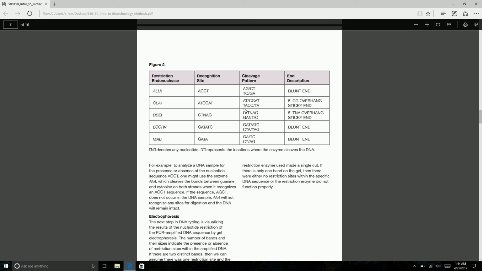Now this is your double stranded DNA. You can see here, this is A, this is T, this is T, this is A, this is C, G, A and T. So if it is making a cut here and it is making a cut here, it is going to create the sticky ends. Because if it makes a cut here, on the other strand it is going to make a cut here.